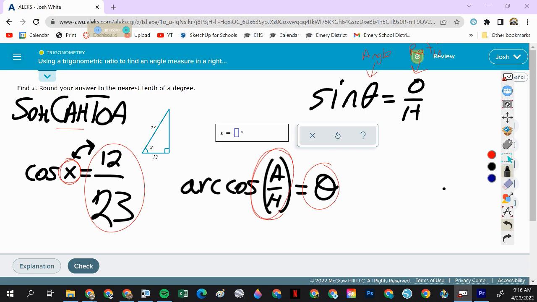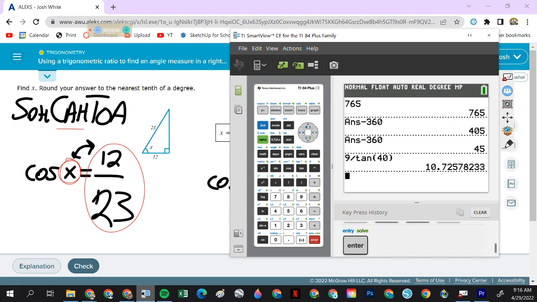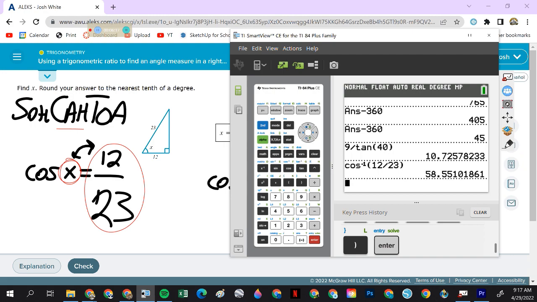But when we invented calculators, cosine is really nice. It fits on a button in the calculator. Arc cosine is really long, so we got lazy. Instead of using arc cosine, we just use this button, cosine -1. And that just means cosine inverse. So if you look at your calculator, above the cosine is the cosine -1 button. So the cosine -1, the inverse cosine, of 12 over 23 is going to give me 58.55.